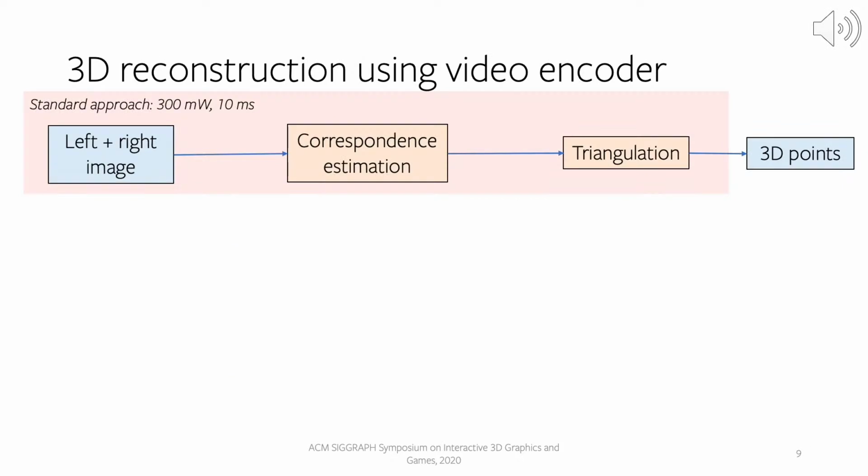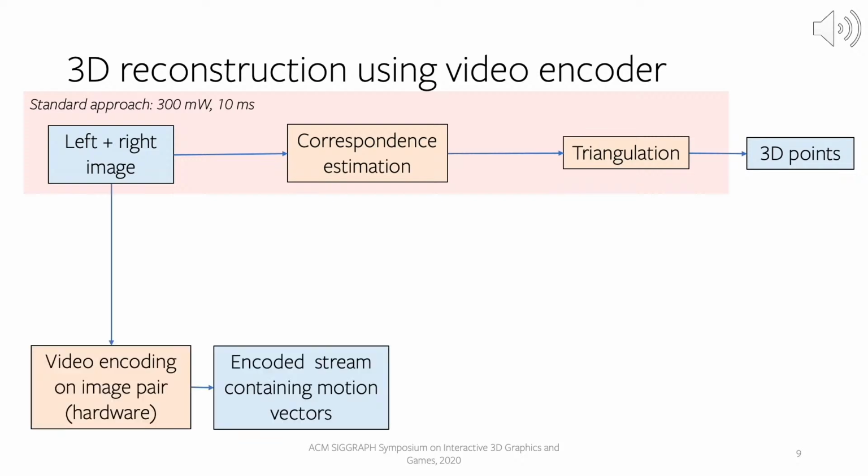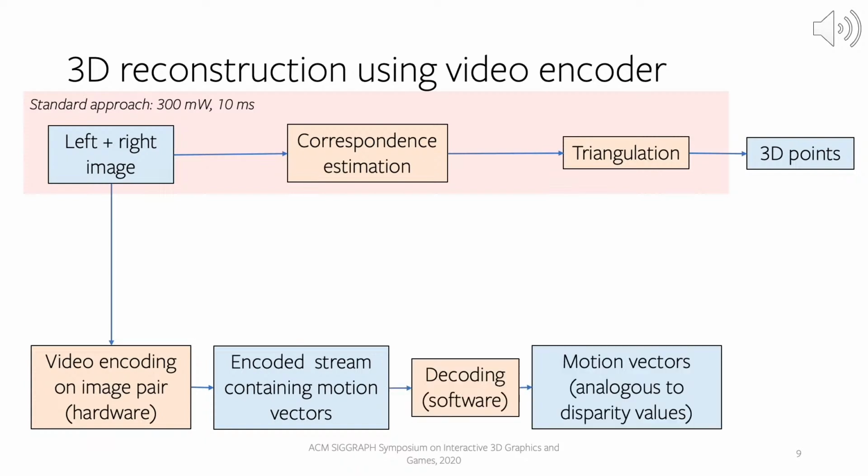If you look at the full pipeline for 3D reconstruction, the standard approach is to estimate correspondences via stereo matching and then triangulate. As I mentioned, this has a relatively high compute and power cost. Instead, we feed the left and right images to the video encoder. The encoder returns a stream of motion vectors, which we decode on the CPU to extract the actual motion vector.